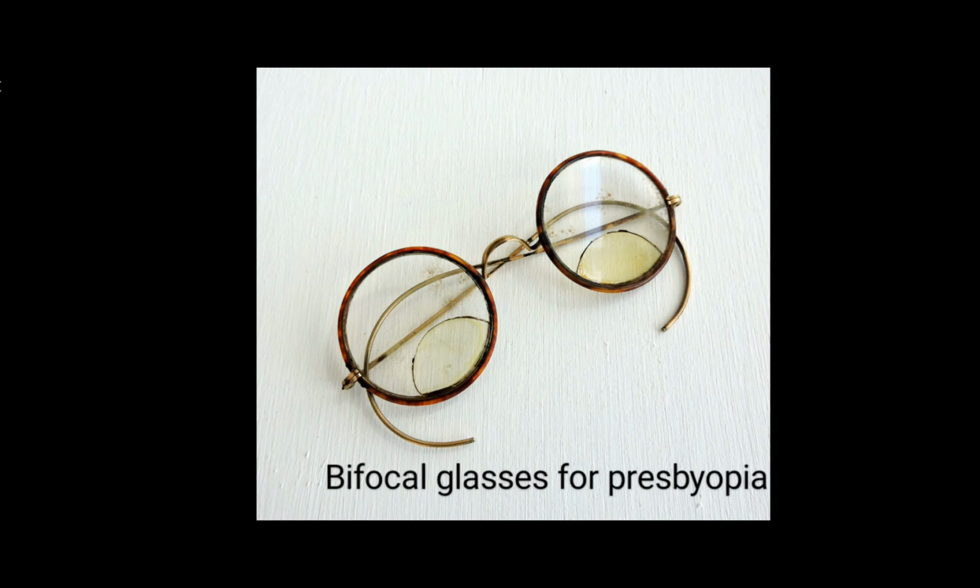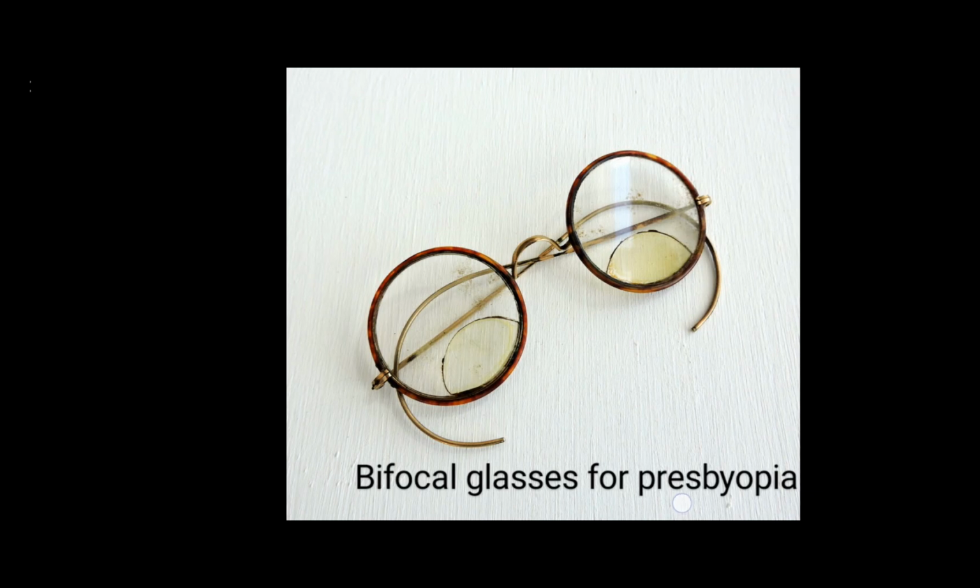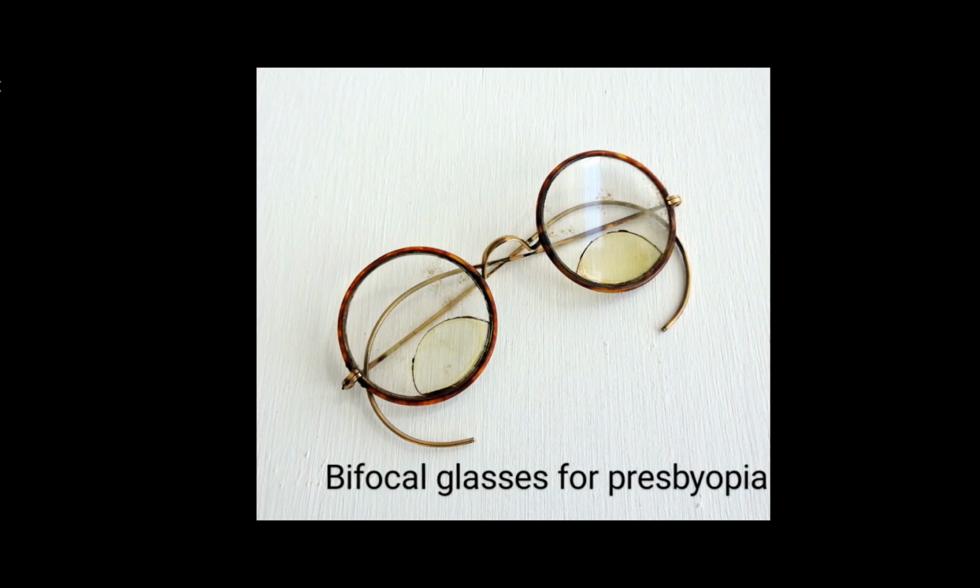Then this is the image of bifocal glasses. Here two lenses are used. One is this one and one is this one. These are bifocal glasses and are used for presbyopia. Presbyopia is impairment of the near vision in old people. So they have to use near glasses.